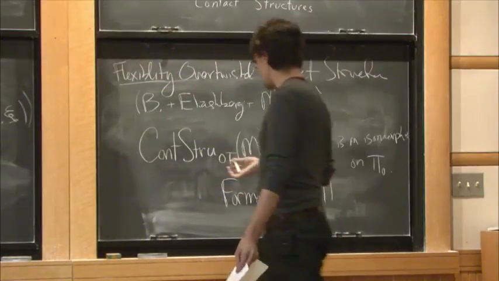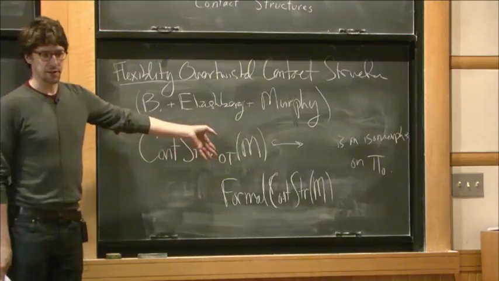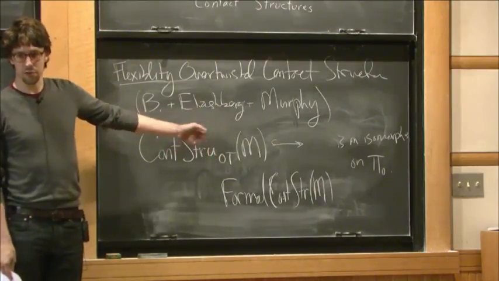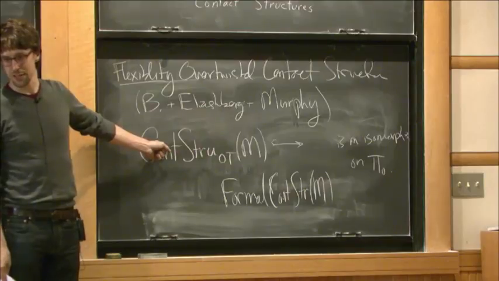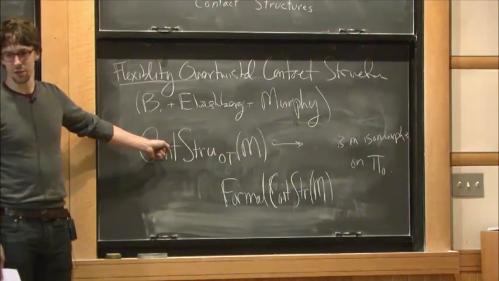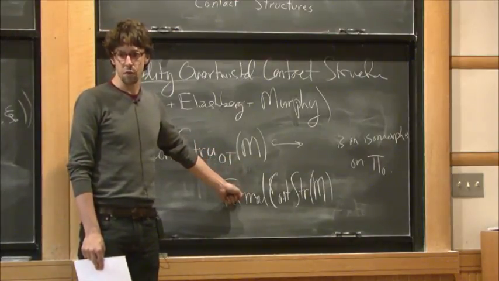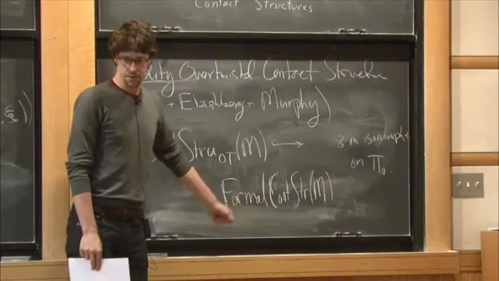And so in particular, that means the following: if you have a formal contact structure, there always is a contact structure that sits in that homotopy class of contact structures. And these contact structures are also special in the sense that if you want to prove two of them are equivalent, you just need to show that they are equivalent formally as almost contact structures.